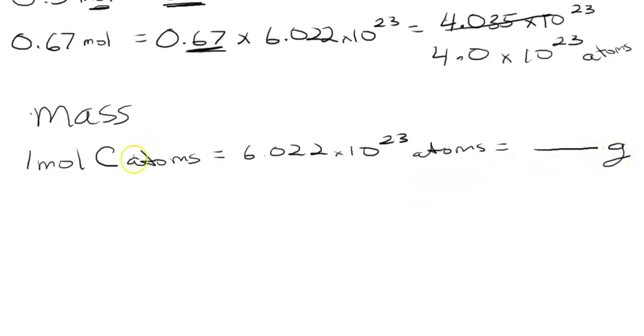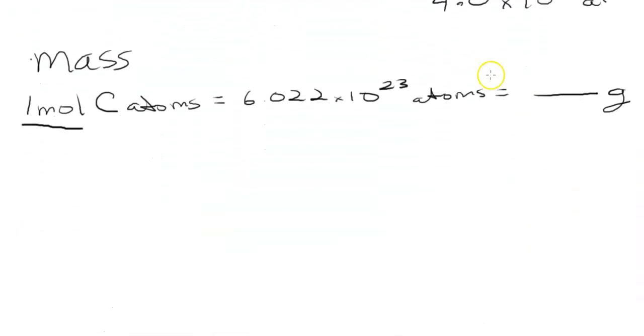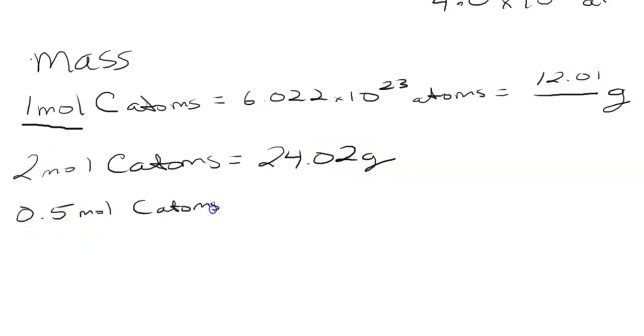Well, we know from the periodic table, if we're dealing with 1 mole of a substance, I can get the mass right from the periodic table. And we know carbon right here weighs 12.01 grams. So we're going to put that right there. So carbon weighs 12.01 grams if you have a mole of it. But if you have 2 moles of carbon atoms, you're not going to have 12.01 grams, right? You're going to have 24.02 grams. Or if you had a half a mole of carbon atoms, instead of having 12 grams, you'd have about 6 grams of carbon.